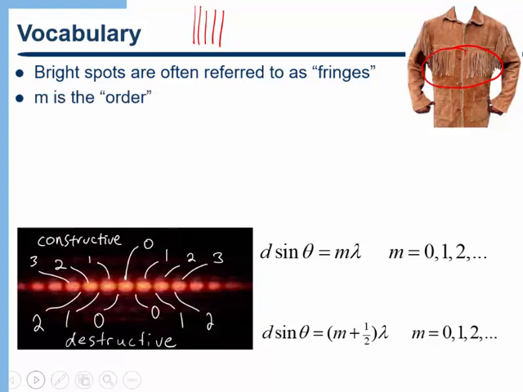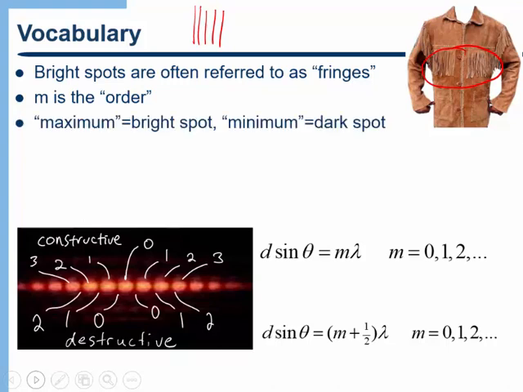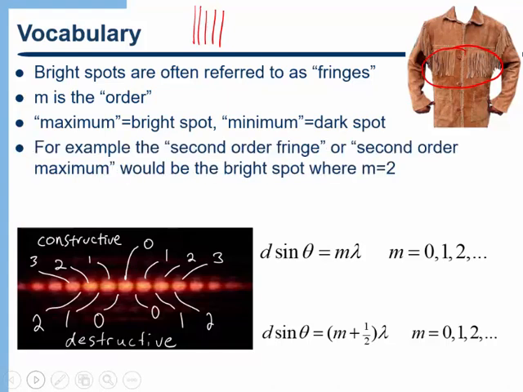M is referred to as the order. So m equals 2 would be the second order. We use the word maximum to refer to bright spots, or minimum to refer to the dark spots. So here's an example. The second order fringe or second order maximum would refer to the bright spot where m equals 2.